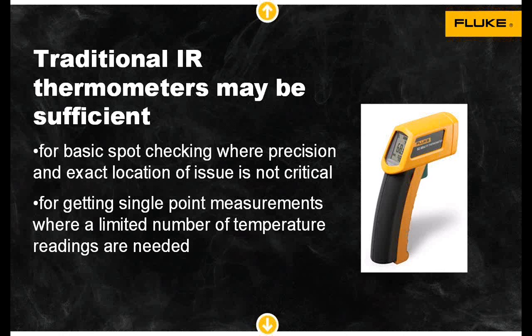For example, a unit with a 10:1 D to S ratio would mean that from a distance of 10 feet, the diameter of the object you're measuring would be 1 foot. For getting single-point measurements where a limited number of temperature readings are needed, being lightweight and easy to use, a single-point thermometer is a fast and efficient way of checking single points of temperature measurement.